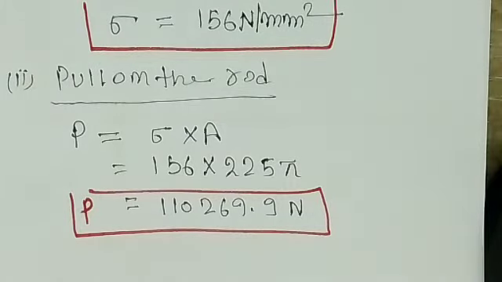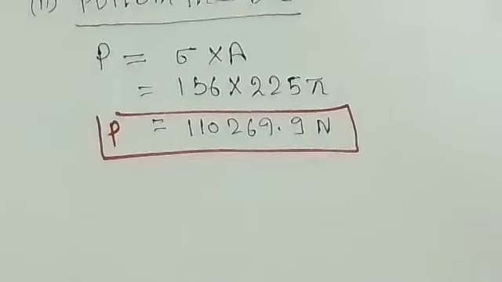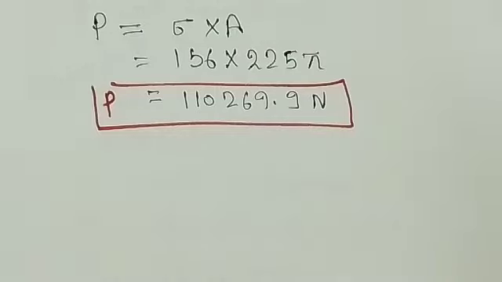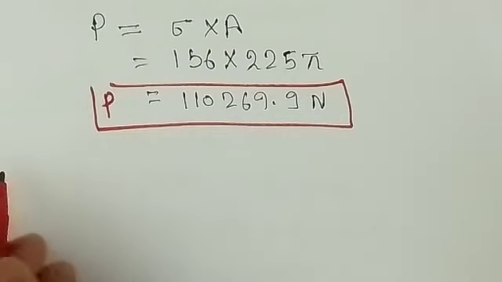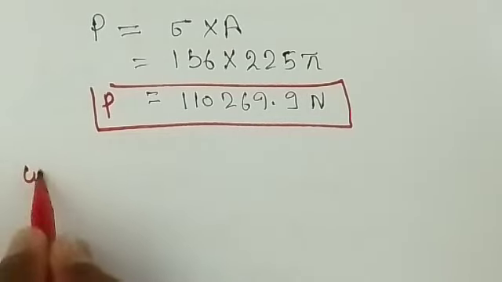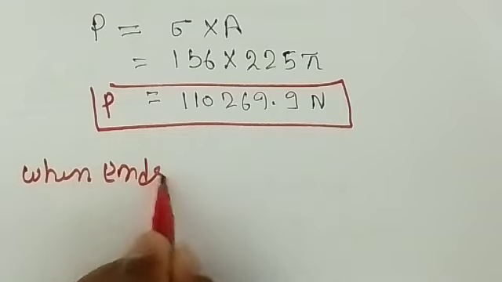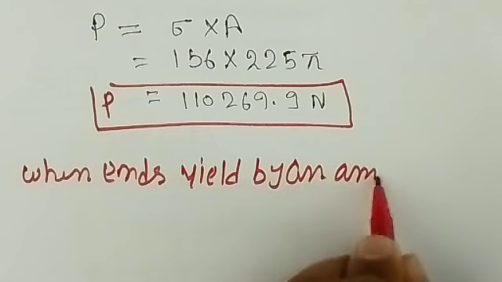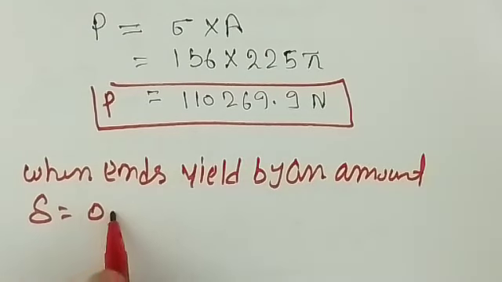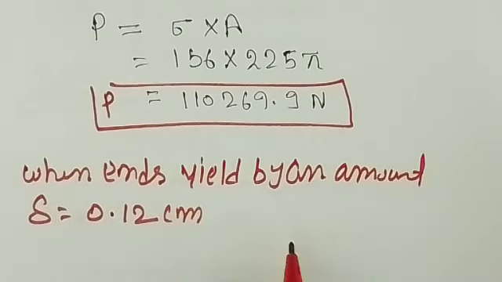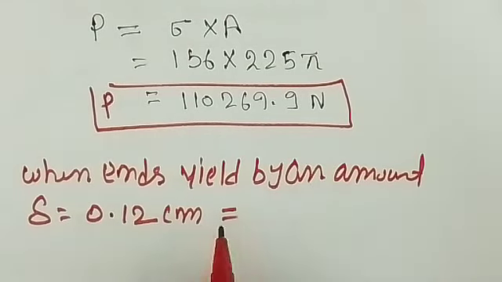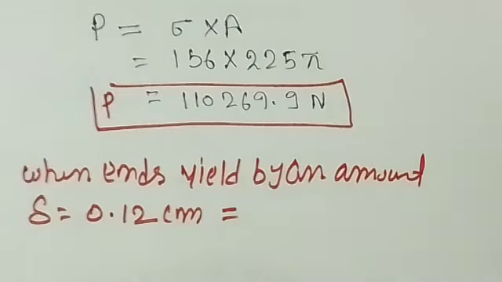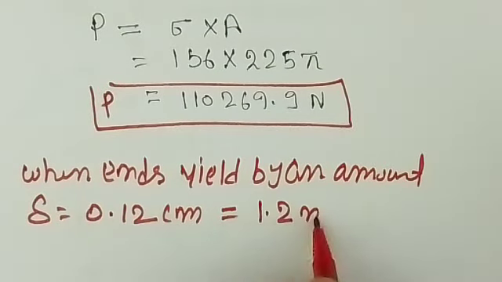Now you have supports that yield, which means the ends yield by an amount of 0.12 centimeter. So you can say the second case is when the ends yield by an amount delta equal to 0.12 centimeter. 0.12 centimeter means 1.2 mm, 1.2 millimeter. Now you have to calculate the stress.